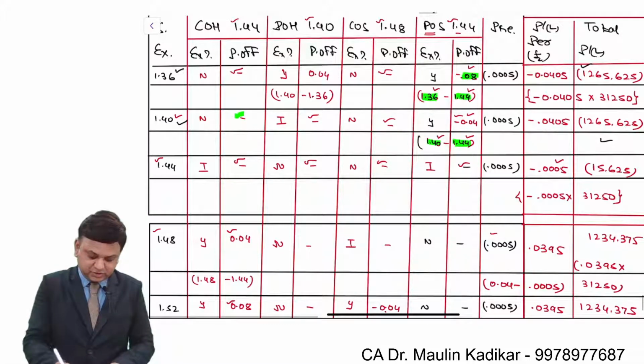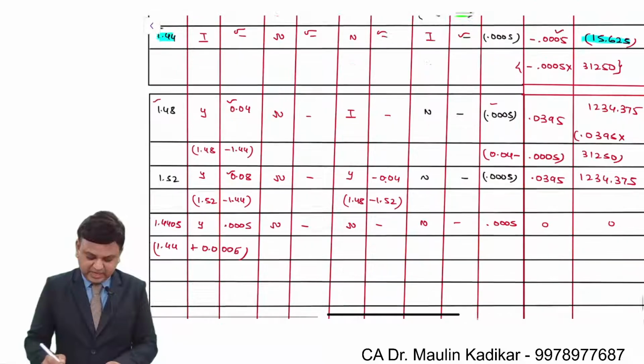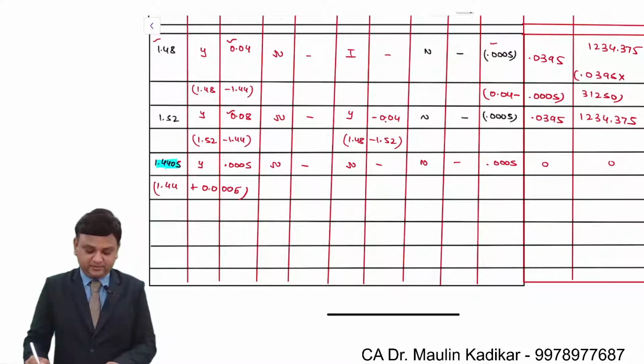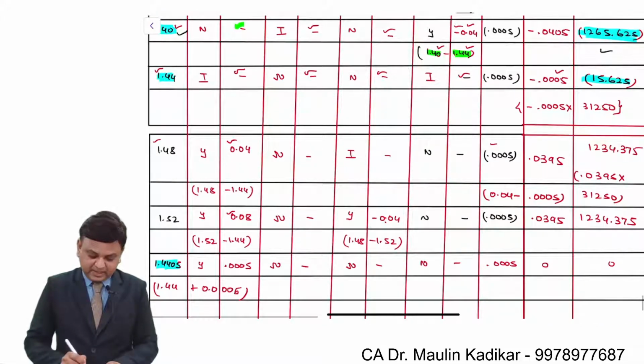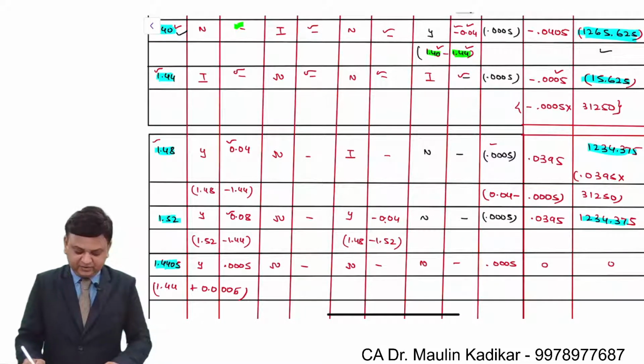For 1.40 or lower than that, there is a constant amount of the loss. When the spot exchange rate is 1.44, the loss reduces. At 1.4405, there is a break-even point. At 1.48, there is a profit. And we can see that the amount of the profit remains the same afterwards.